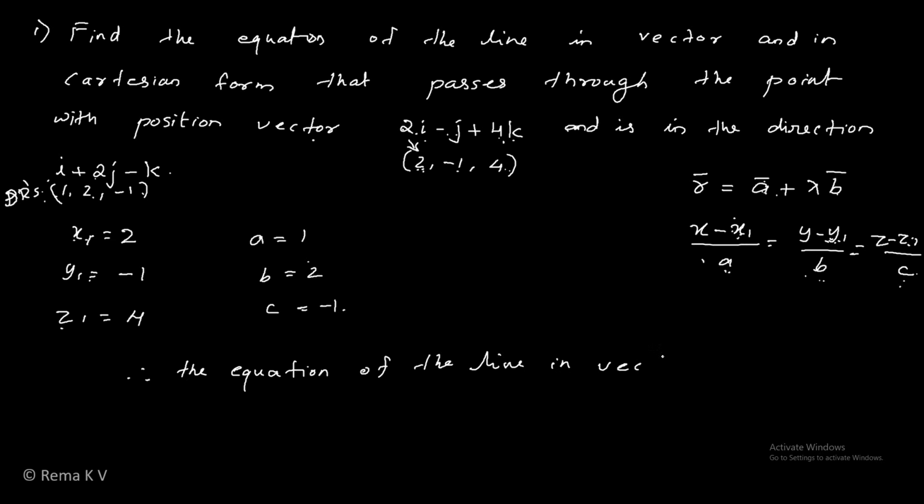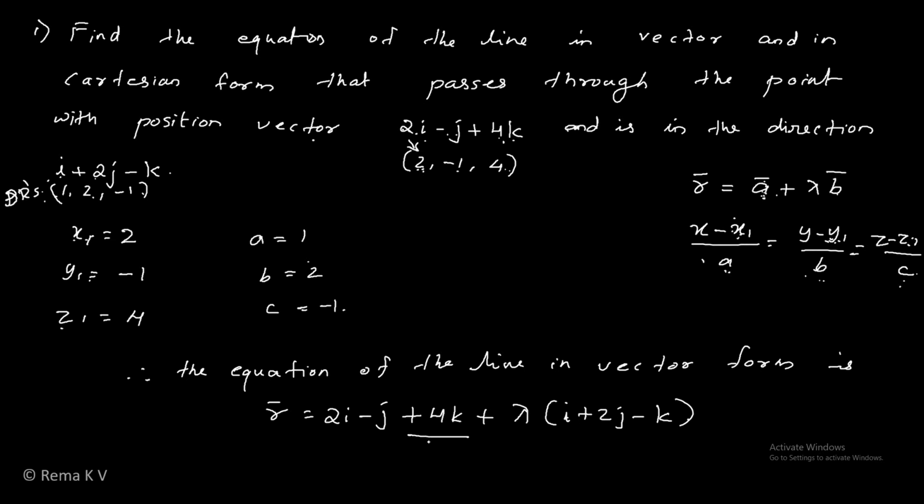in vector form. In vector form it is vector r is equal to a, that means the position vector of the point, which is already given here, 2i minus j plus 4k, plus lambda into vector b, which is given as i plus 2j minus k.